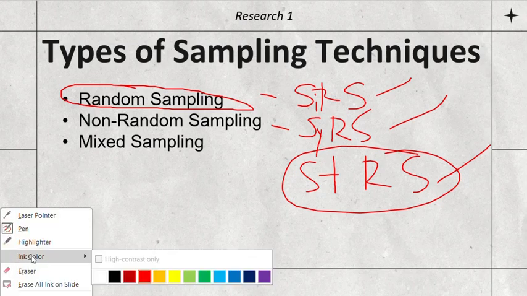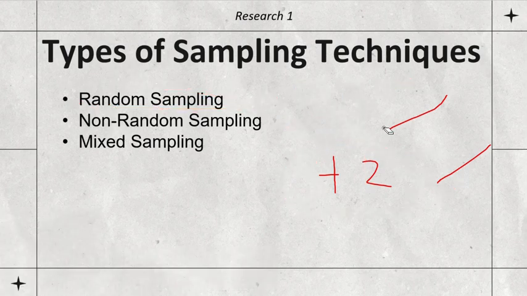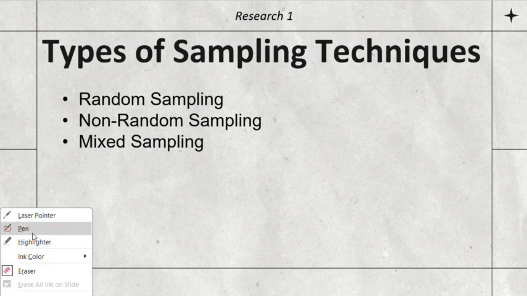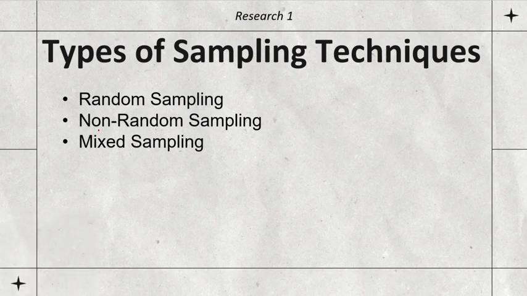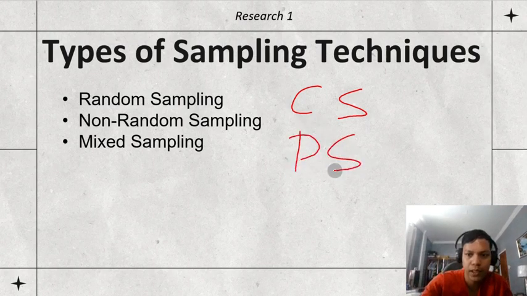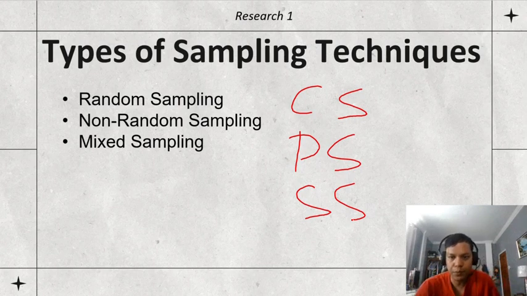Now let's proceed to the non-random sampling. Okay. From the word non-random sampling, it means that not all individuals or parts of the whole population have an equal chance of being involved in the research, or in the study. So this technique includes convenience sampling. We also have purposive sampling, and we have snowball sampling. Convenience, purposive, and snowball sampling.